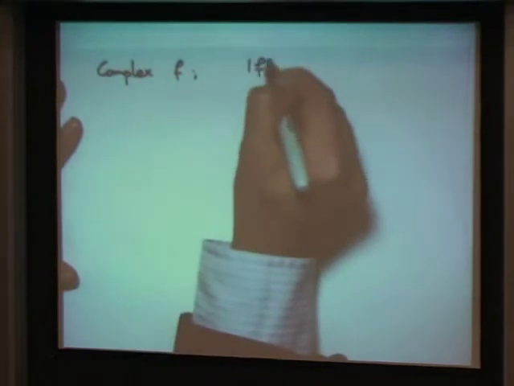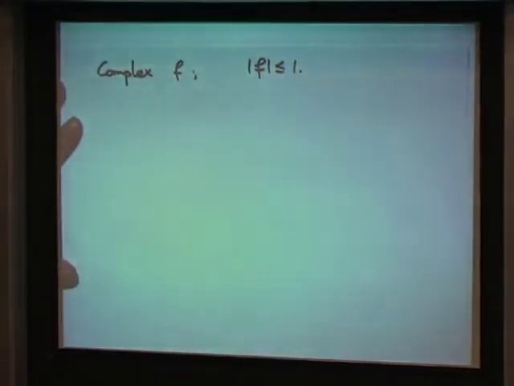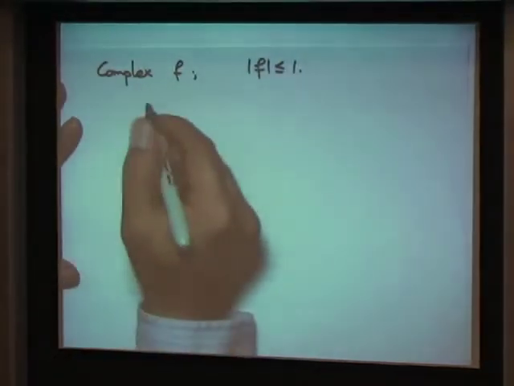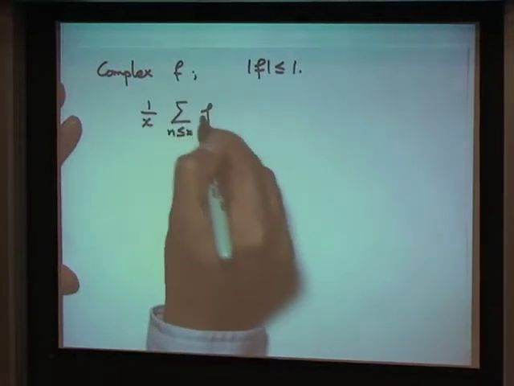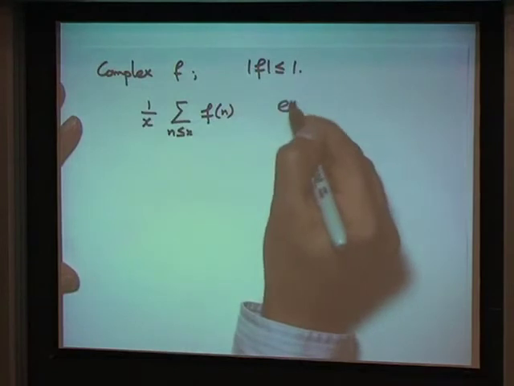Now, okay, so what? Well, let me generalize the problem a bit, and I ask about if I have a complex valued multiplicative function f, with mod f less than 1, restricted to the unit circle, then I can ask the same question, does this limit, n up to x, f(n), does this limit exist?